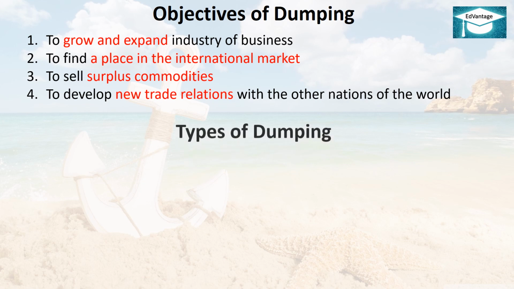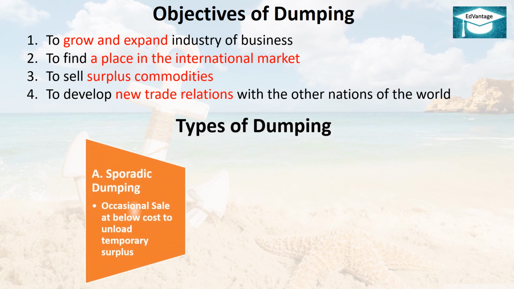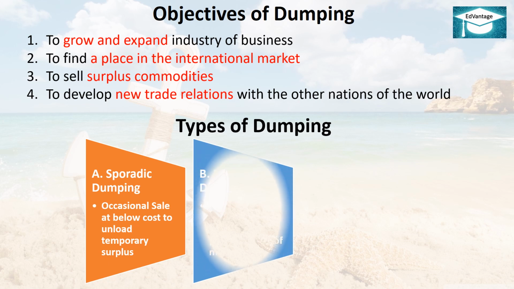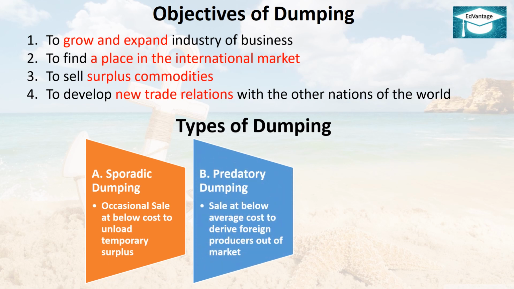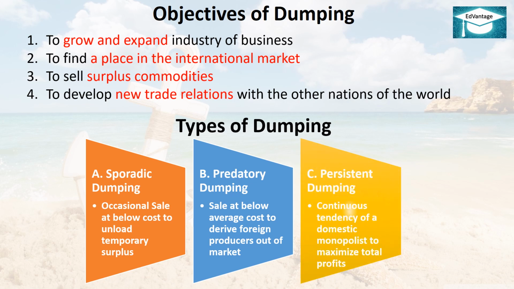Types of dumping. A. Sporadic dumping. Occasional sale at below cost to unload temporary surplus. B. Predatory dumping. Sale at below average cost to drive foreign producers out of the market. C. Persistent dumping. Continuous tendency of a domestic monopolist to maximize total profits.